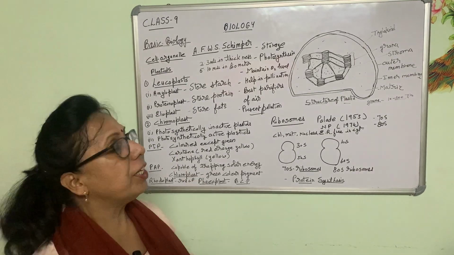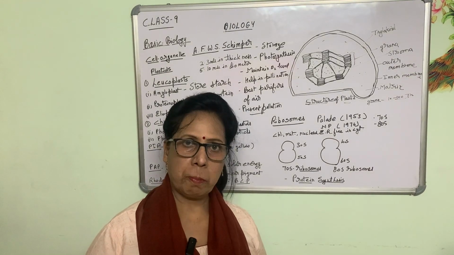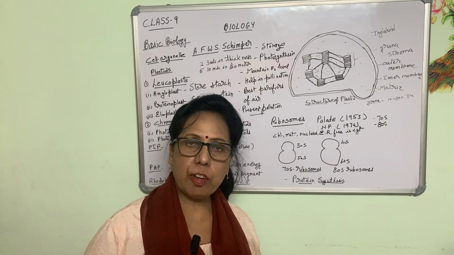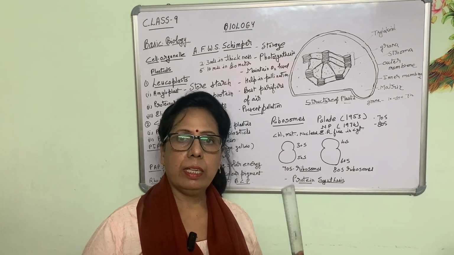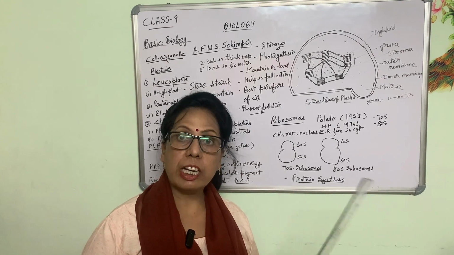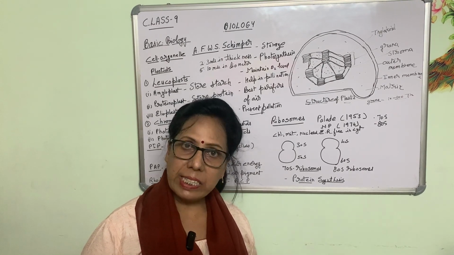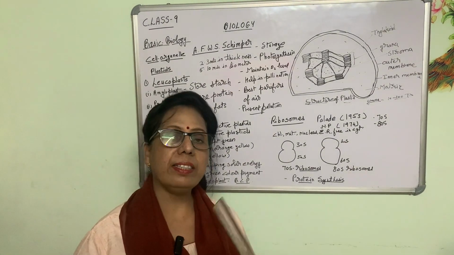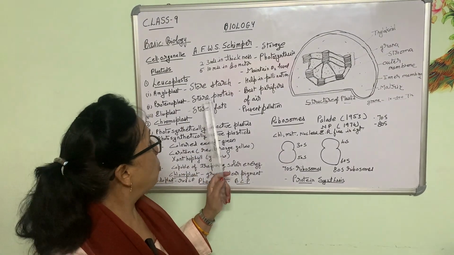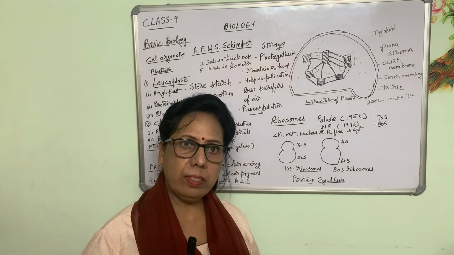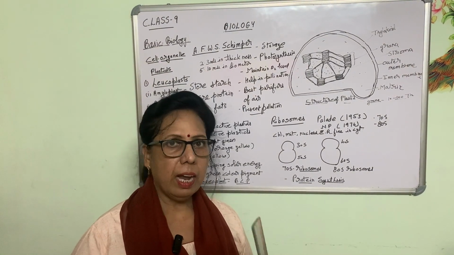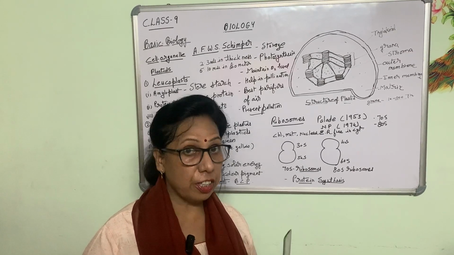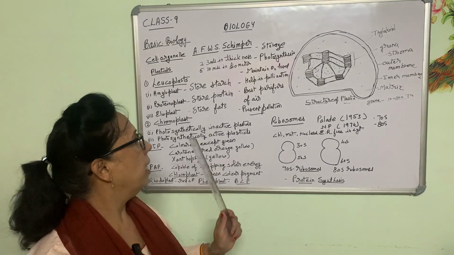The second one, proteinoplast. The word itself indicates that proteinoplasts store proteins. All pulses you have, soya bean, grams, groundnuts, all these pulses store proteins. Proteins are the main source of the body. All your pulses, soya bean, grams, chickpeas, whatever they are, all these store proteins.